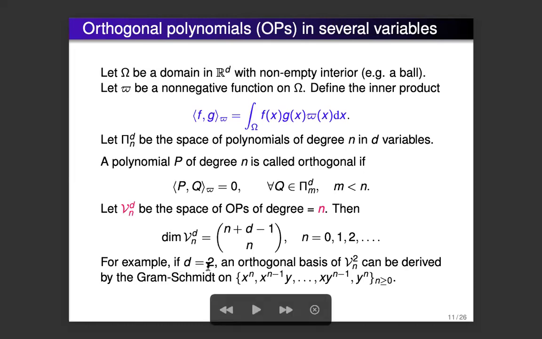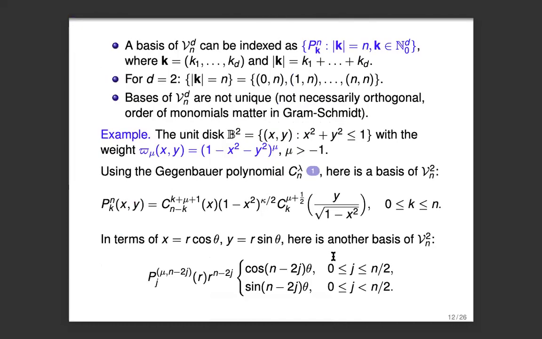For example, if d equals 2, our orthogonal basis of V_n^2 can be derived by the Gram-Schmidt process on x^n, x^(n-1) y, up to y^n. Then you get an orthogonal basis. So you have to do this for every degree if you want to generate a whole basis. So let's look at a little bit more.